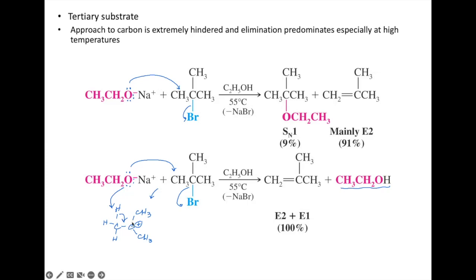Okay. Forming your alkene compound, and then this will be the alcohol. Kaya nagkaroon kayo ng alcohol. Kasi this is acting as it will abstract this proton. So alcohol ang product. Okay.